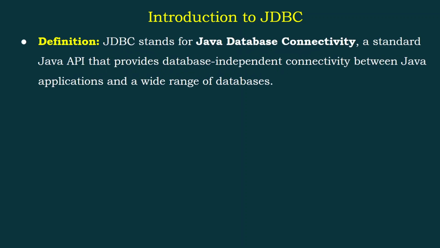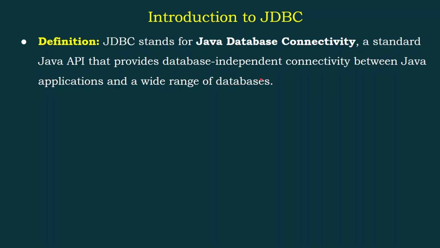Hello everyone, in this video we are going to see about the concept of JDBC, Java Database Connectivity. Let us see first of all the definition. JDBC stands for Java Database Connectivity, a standard API, the application program interface that provides database independent connectivity between Java applications and a wide range of databases.